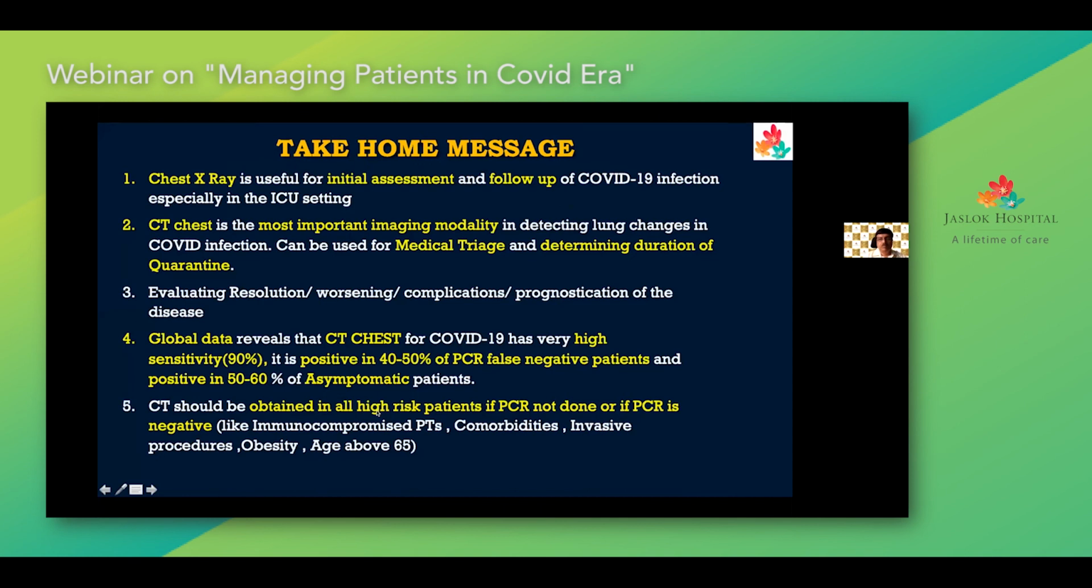So to conclude, chest X-rays are used for initial assessment and follow-up, especially in the ICU setting. CT chest is the most important imaging modality in this infection. It can help in medical triage, in determining duration of quarantine, in evaluating resolution, worsening, complications, as well as prognostication of this disease. Global data reveals that CT chest has a very high sensitivity. It is positive in almost 40 to 50% of PCR false negative patients. It is positive in 50 to 60% of asymptomatic patients, and hence should be obtained in high risk patients, especially if PCR is not done or if PCR is negative.